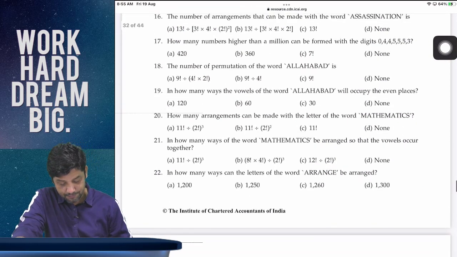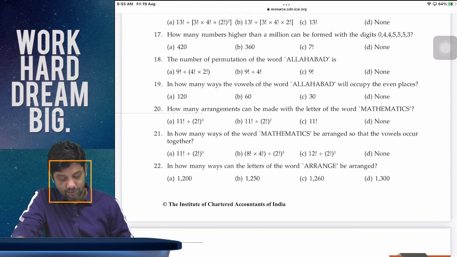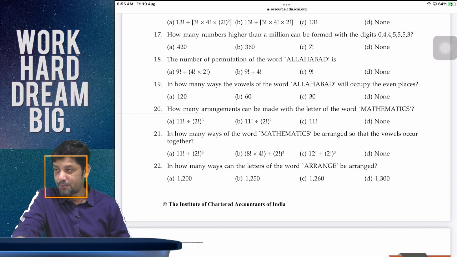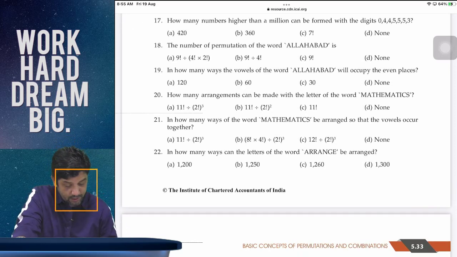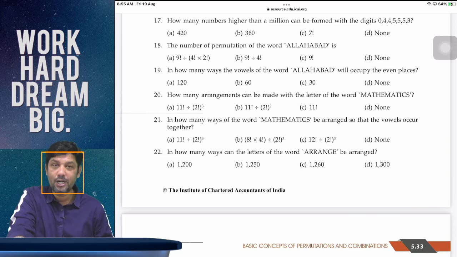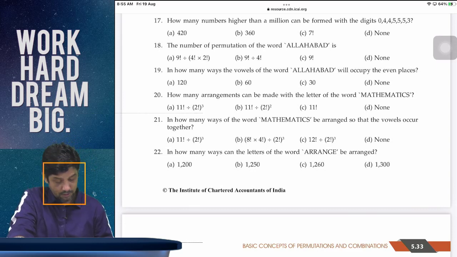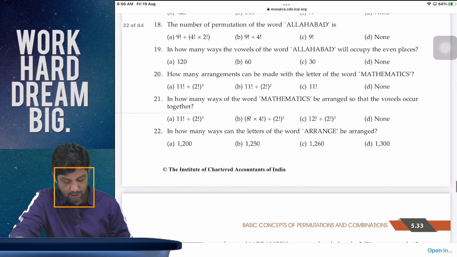Next one. How many arrangements can be made with the letters of the word mathematics? Option A. Because M is repeated twice. Am I right? And A repeated twice. And C repeated twice. T repeated twice. Okay, next.